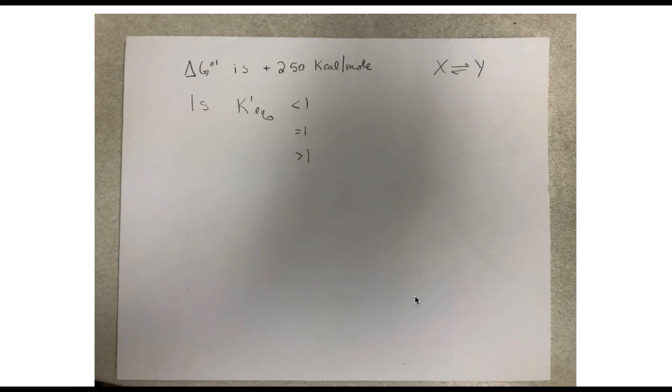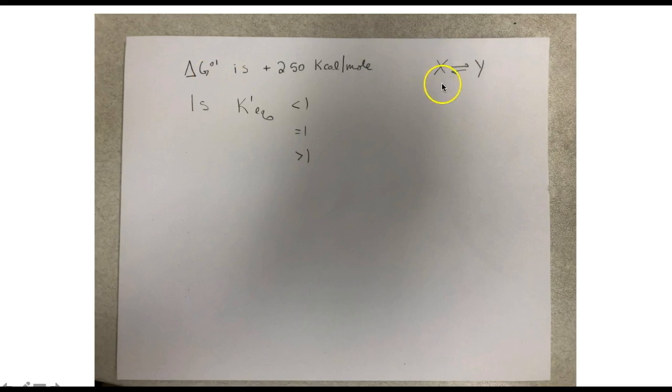So, suppose I told you for the reversible reaction X converted to Y, that the standard free energy change is plus 250 kcals per mole. Now, remember, the standard free energy change tells us that our concentration of X is 1 molar and Y is 1 molar. That's the definition of standard free energy change. And what we're being told is, if we're beginning with equal amounts X and Y, that the forward reaction is plus 250 kcals per mole. By the way, if forward or reverse is not specified, we always assume the forward reaction.